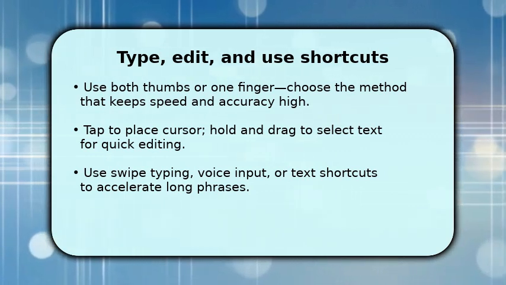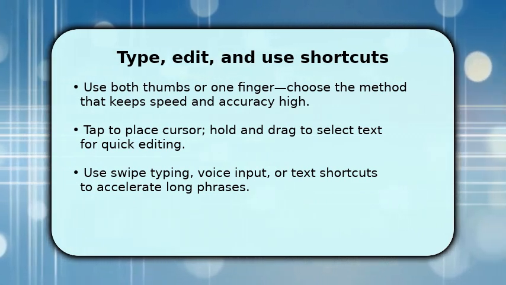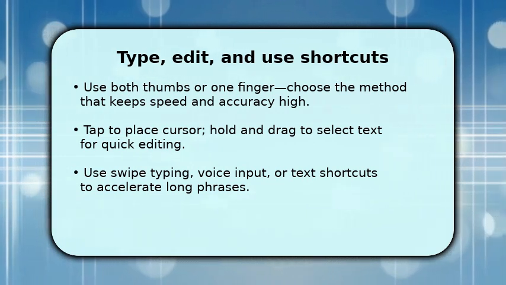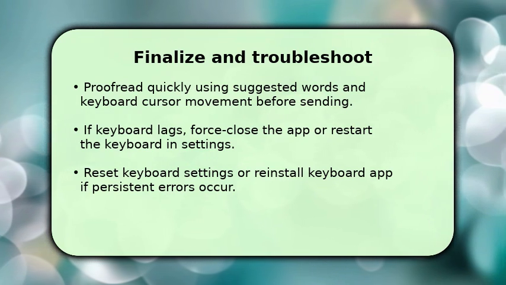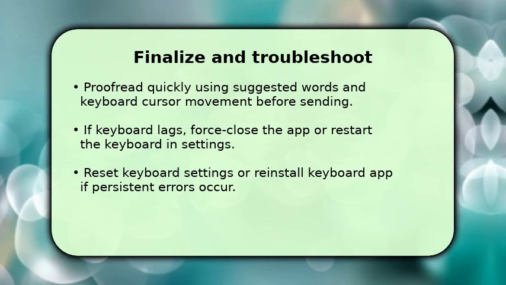These alternatives reduce effort. Also add text shortcuts for common phrases so you can expand short triggers into long sentences instantly. You finish by scanning the text for autocorrect mistakes and using the keyboard suggestions to replace wrong words before sending. Once done, press send or save your draft.